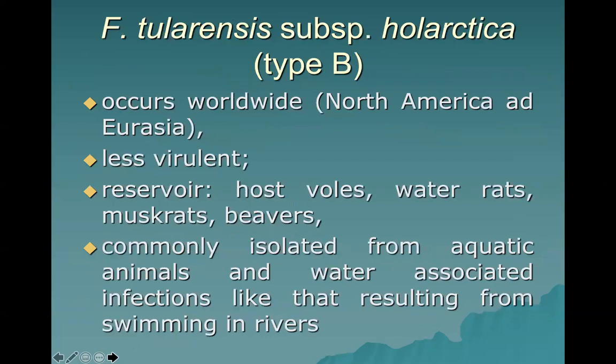Next, we have the type B, or Francisella tularensis subspecies holarctica. It is known to occur worldwide and was more commonly reported in North America and Asia, Eurasia. Less virulent organism compared with the type A. Reservoir hosts are voles, water rats, muskrats, and beavers. Commonly isolated from aquatic animals and water-associated infections, like swimming in river is known to be the acquisition of infection.